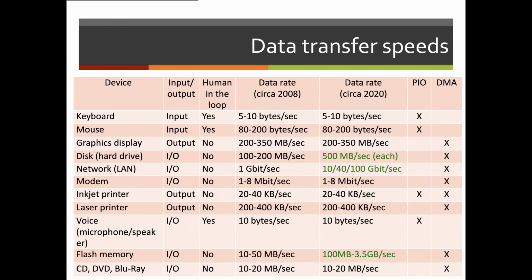And so our data rates around the year 2008 for keyboards were 5 to 10 bytes per second. And presently it's still 5 to 10 bytes per second. And you want to understand whether it's effectively utilized using programmed I/O or if it's going to be utilizing DMA for us. And so for keyboard and mouse, they still rely on programmed I/O, which has effectively kept the same rate.